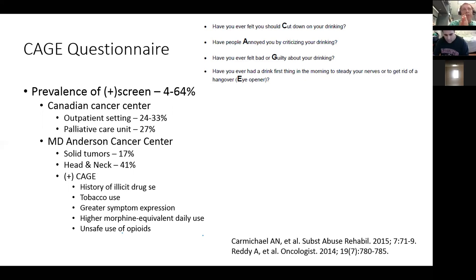They recently showed that in solid tumor patients, about 17% had a positive CAGE, and as you might expect, in head and neck cancer, it's very prominent to have a positive CAGE score. And again, what they've found is that it is linked to patients with a history of illicit drug use. Sorry, I missed the U there on use. Tobacco use, greater symptom expression, again, higher morphine equivalent daily use, and it also translates into unsafe use of opioids.